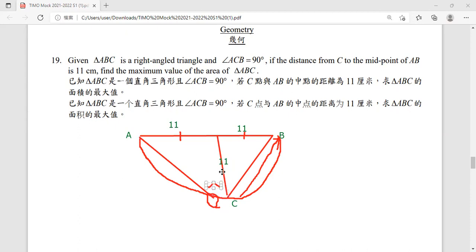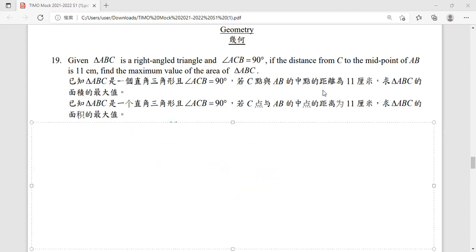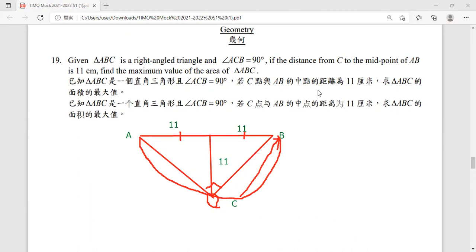Move. Okay. Oops. Move. Okay. Then now we have two more right angles here.